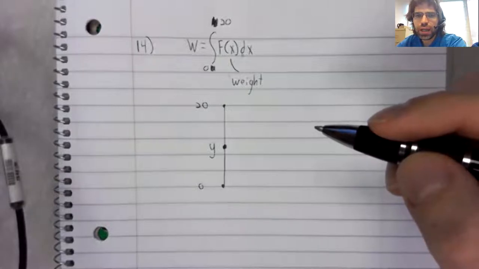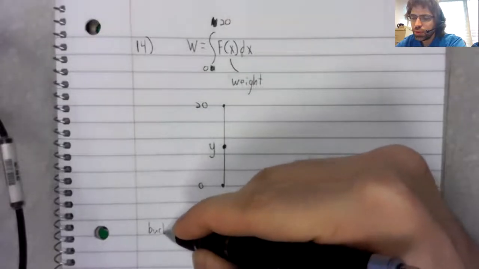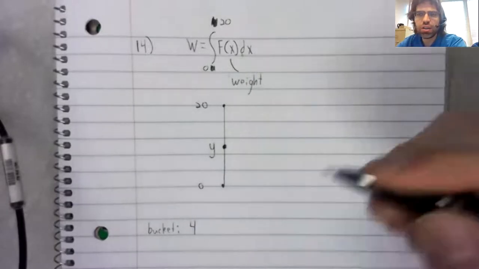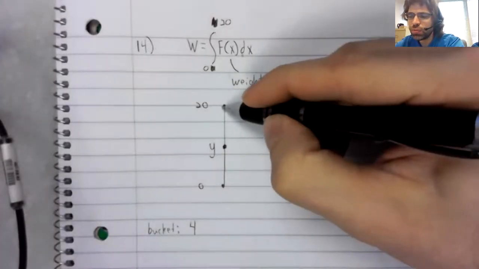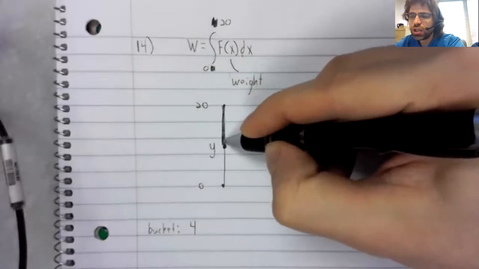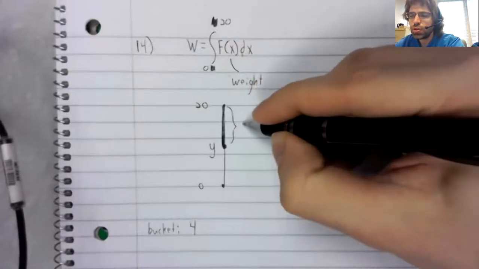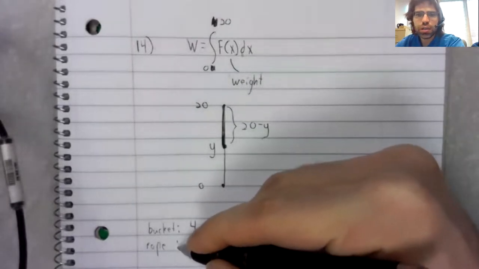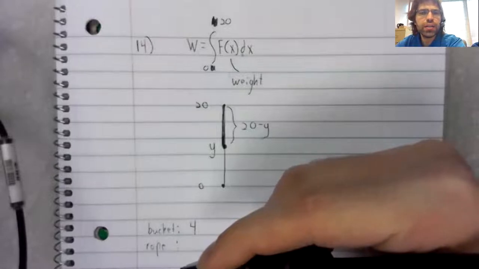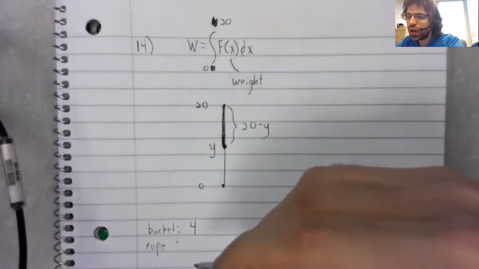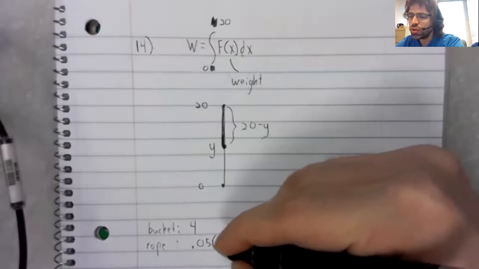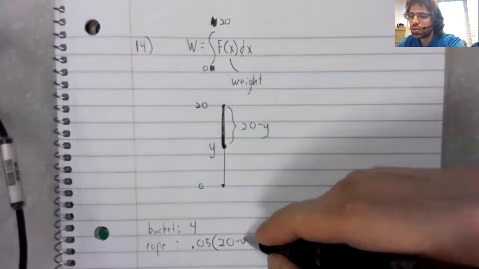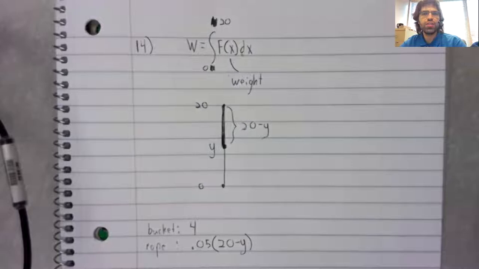And let's see what we have. We've got a bucket, and that is a constant weight, 4 pounds. And we've got a rope. So the length of the rope is 20 minus y. And the rope weighs 0.05 pounds per foot. So the weight of the rope is the weight per foot times the number of feet.